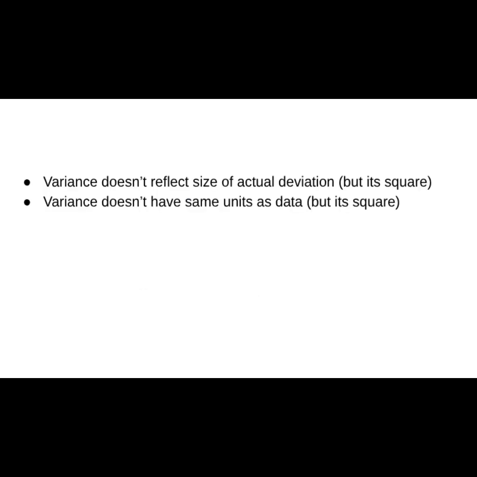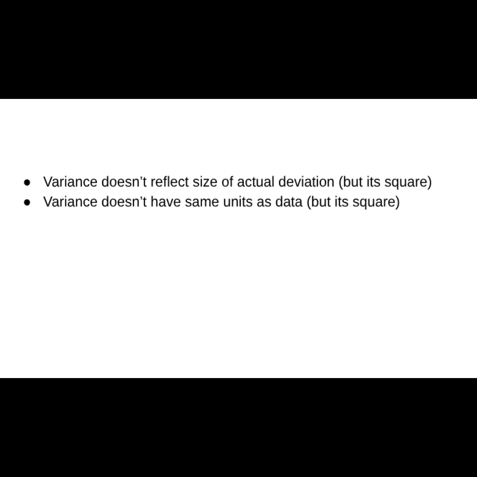So the obvious problem with variance is that it's the square deviation instead of the actual deviation. Another problem with variance is that the units of the variance are the square of the units of the data. If the data is in dollars, the variance is in square dollars, which is not even intuitive. And it's not the same units as the data. We want to have units that are the same as the data.